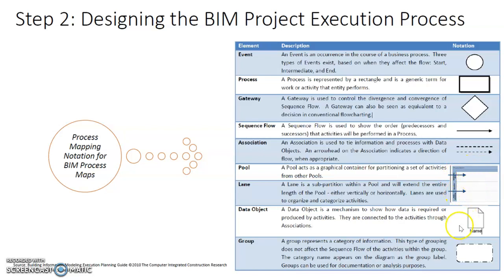And if it's a data object, normally you pull it out as something like a document file. Then for a group, typically we use a dot and dash box. So these are the typical notations for the process activities.